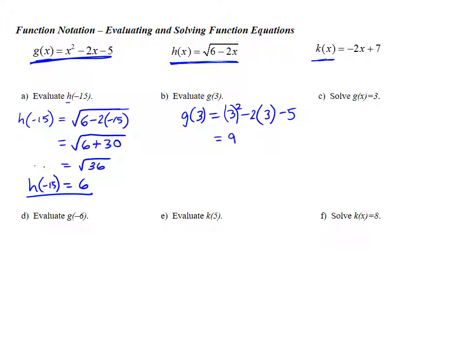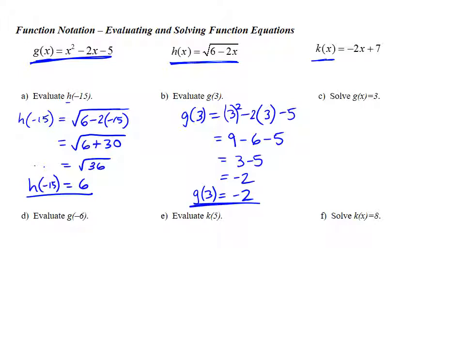Calculate. Always square and multiply before you add and subtract. So we get 3 squared is 9, 2 times 3 is 6, and then the minus 5. 9 minus 6 is 3. 3 minus 5 is negative 2. So we end up with g of 3 equal to negative 2.